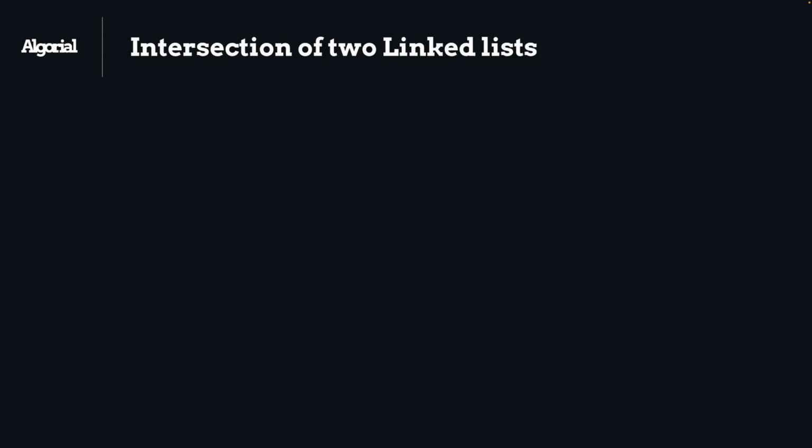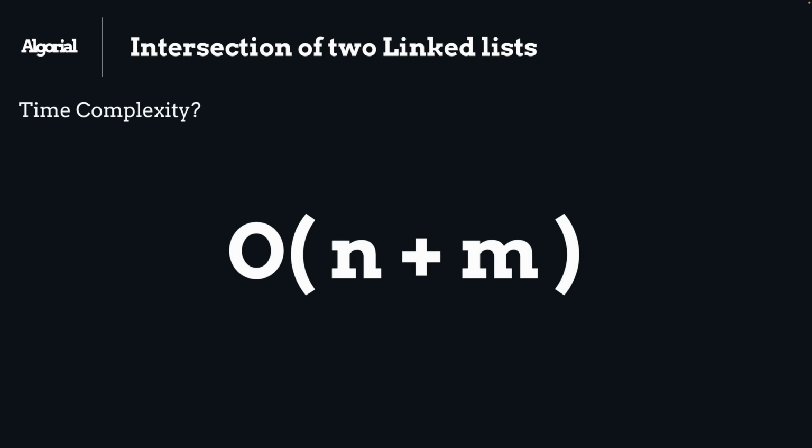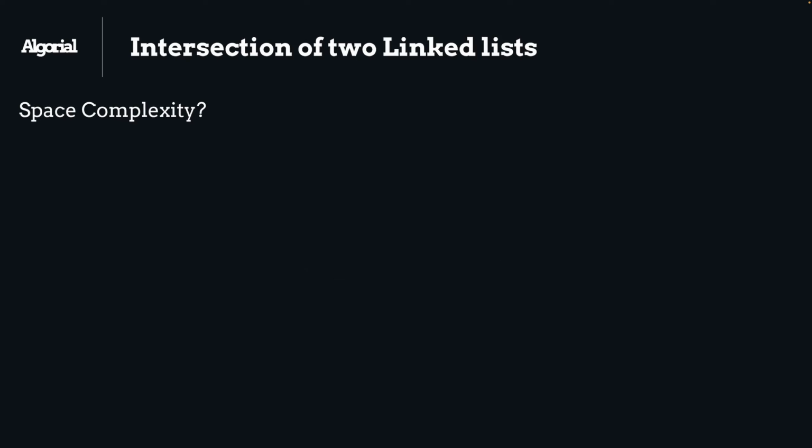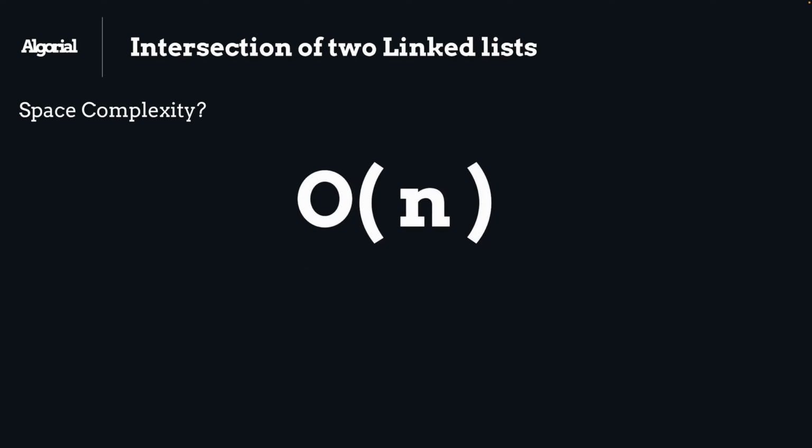For time complexity, we will have O of n plus m for both solutions because we will iterate through both linked lists, and the worst case could be that there is no intersection point between the two linked lists, which would mean iterating through every node in both linked lists. For space complexity, it is going to be O of n for the hashmap solution and constant O of 1 for the balancing linked list solution. So that was it for this video.